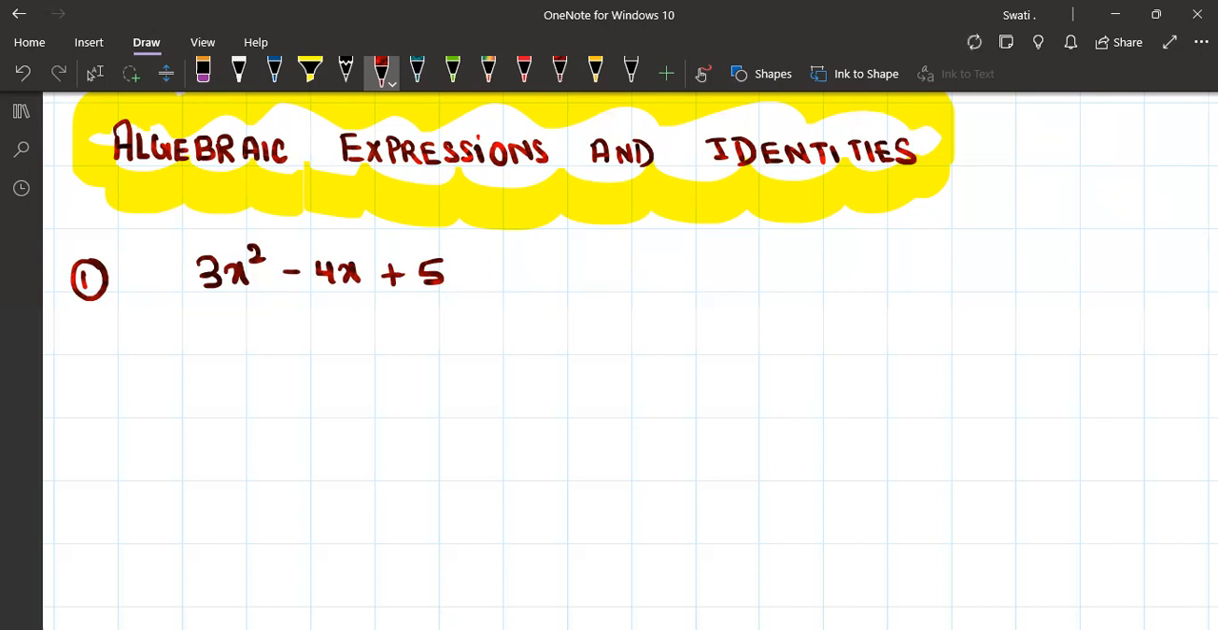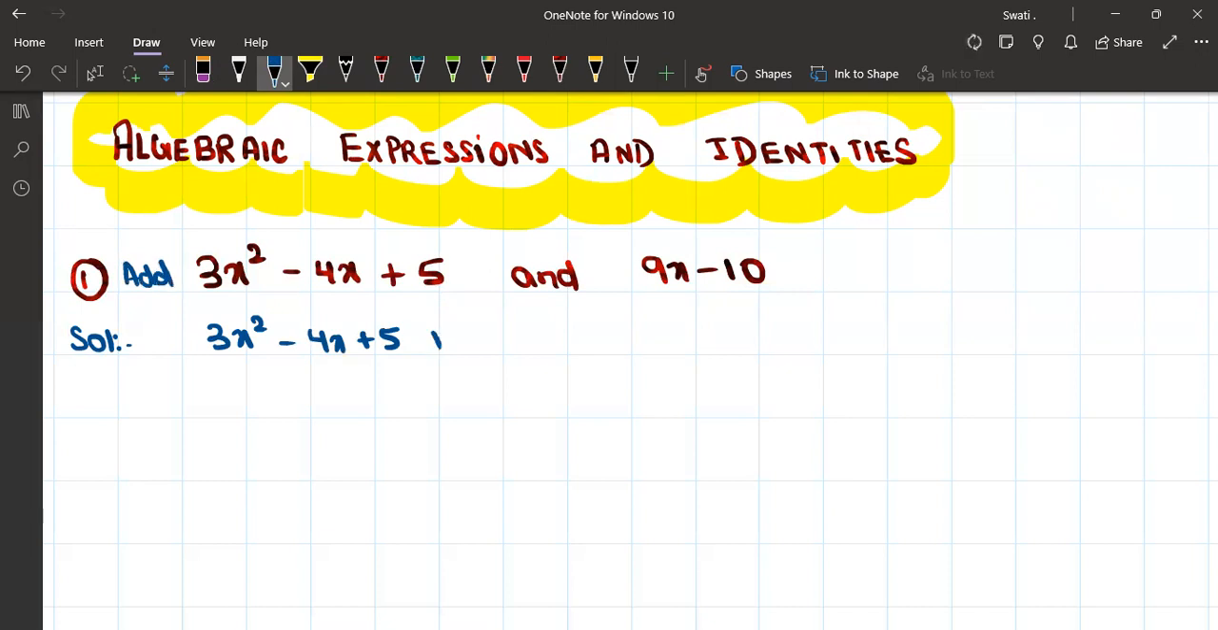Okay, so we need to add here 3x square minus 4x plus 5 and 9x minus 10. There are two ways to add this. In the first question, I'll explain both ways, but in the other questions, I'll just use one method. The method I'm going to choose for the other questions as well is the one I'm going to use right now. I'll take the first expression, and of course we have to add them, so in place of add, I'll just use the plus sign and then plus 9x minus 10.